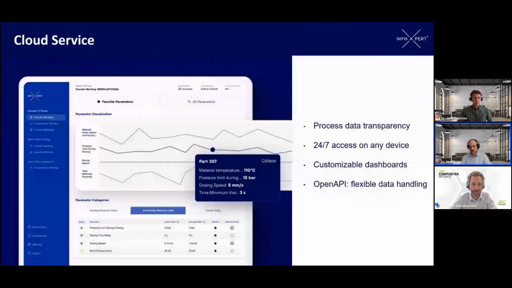And the cloud service that we have, you can access from everywhere. You have access 24/7. You have our process data transparency so that you know what we're doing with your data, which data we're actually processing. And you can also download the data by yourself and just have a look at it. Some companies would also want to do their own data analysis, so you're also able to do that by just downloading the data and using it by yourself.